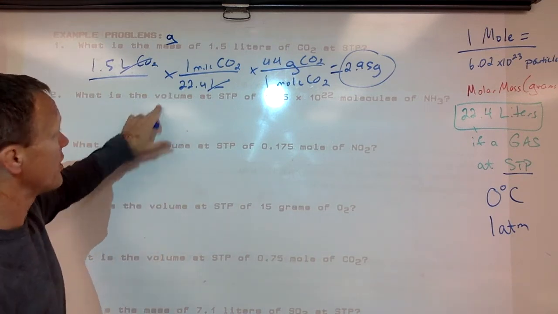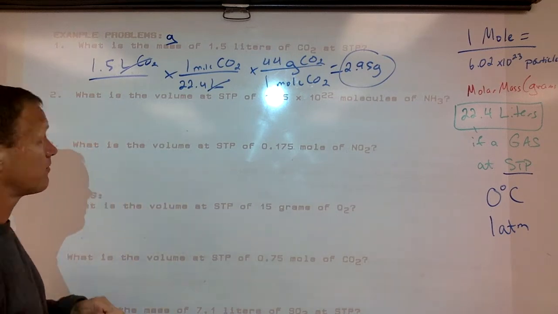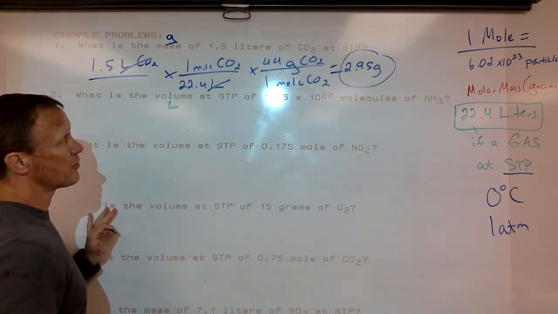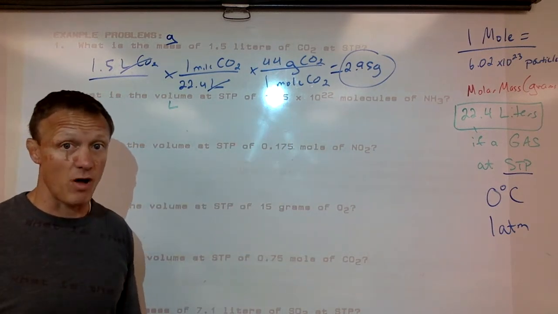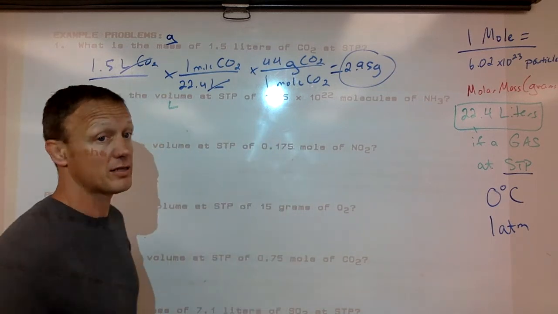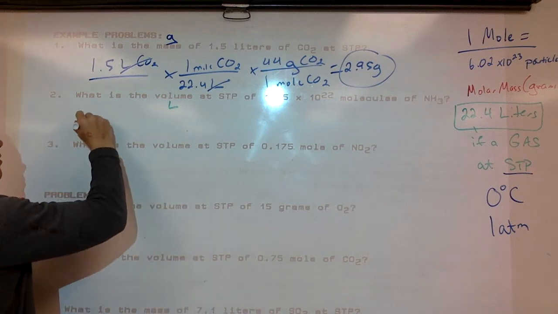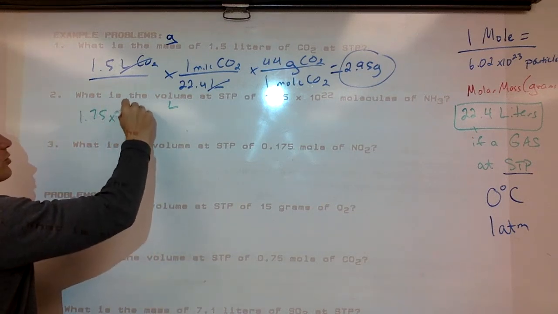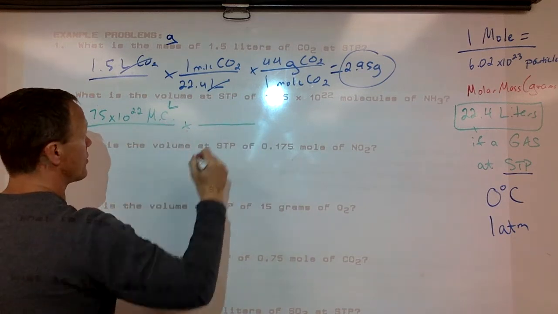This one's asking for volume. So whenever it's asking for volume, we're looking for liters. So our answer needs to be in liters. We have this many molecules, times 10 to the 22nd, which is less than a mole of molecules, so we're going to get an answer less than 22.4 liters, probably quite a bit less. That says 1.75, sorry, you can't read that. So we got 1.75 times 10 to the 22nd molecules. I'm going to put an MC for molecules.